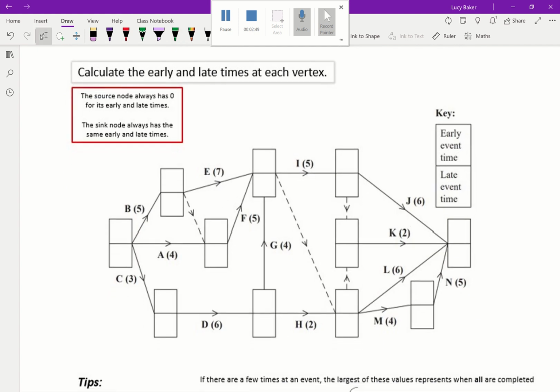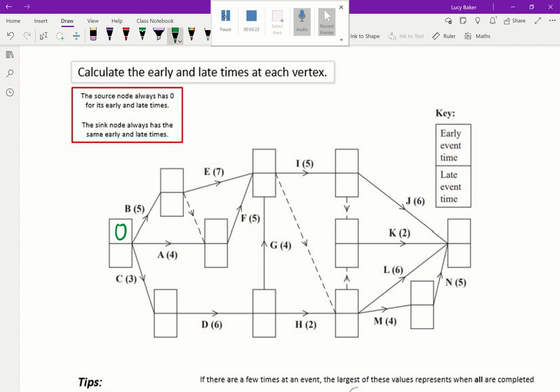Okay, let's have a look at this activity network. You'll notice that we've got our boxes drawn in for the early and late event times. The source node always has 0 for its early and late times. So we're just going to start with 0 for the early event time. Okay, let's see where we can go with this. Let's start with the ones where there's only one path to get to them. Do you notice there's only one way to get to B on this diagram? There's no other way to get to B.